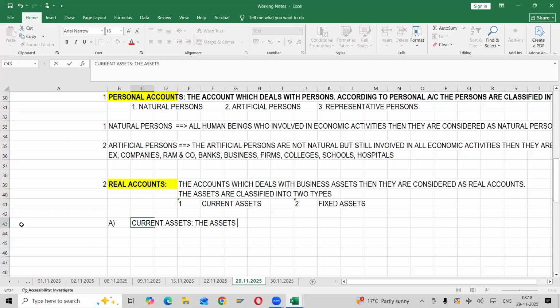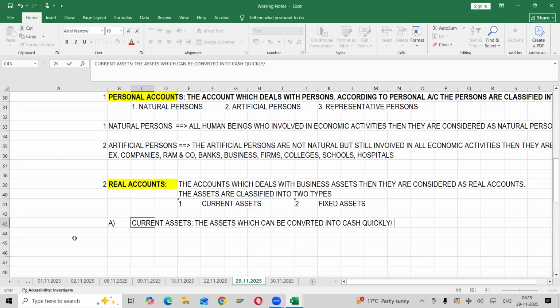The assets which can be converted into cash. Any asset, if you can convert it into cash quickly, then those assets are known as current assets. Again, same thing. Somebody said quickly. I said quickly in the sense when. What do you mean by quickly? 1 day, 2 days, 3 days? How much? Right?